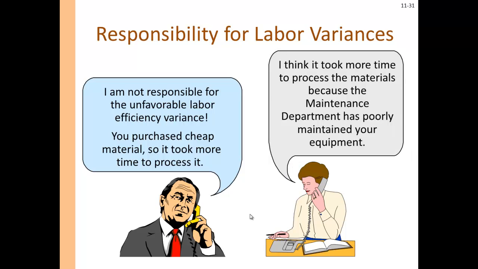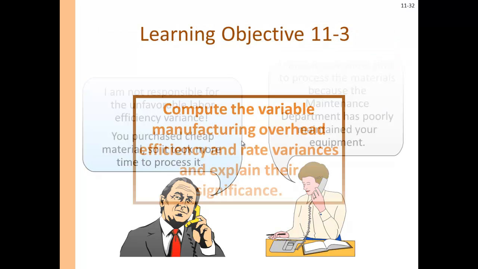So here's the purchasing manager and the production manager arguing again. I am not responsible for this unfavorable labor efficiency variance. You purchased cheap materials, so it took more time to process. I think it took more time to process the materials because the maintenance department has poorly maintained the equipment. Passing the buck.